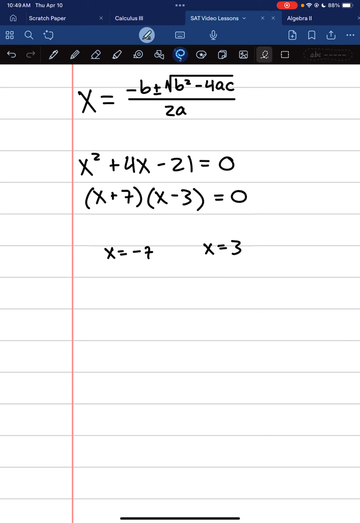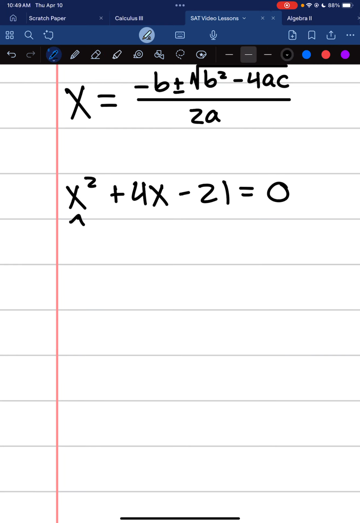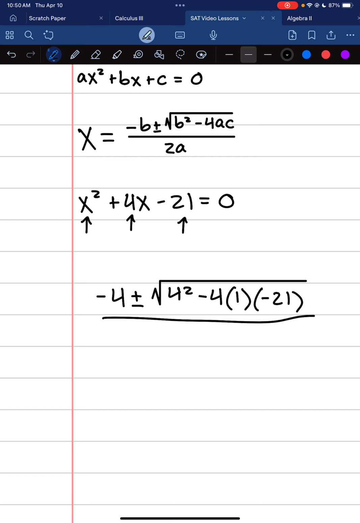What we would do here is plug our a, b, and c values into this equation and then simplify from there. So let's try that. Our a value here is going to be 1 because that's the coefficient of x squared. Our b value is going to be 4 since that's the x coefficient. And our c value is going to be negative 21. If I plug those into the quadratic formula, I'm going to end up with negative 4 plus or minus the square root of 4 squared minus 4 times a, which is 1, times c, which is negative 21, all over 2 times a, or 2 times 1.